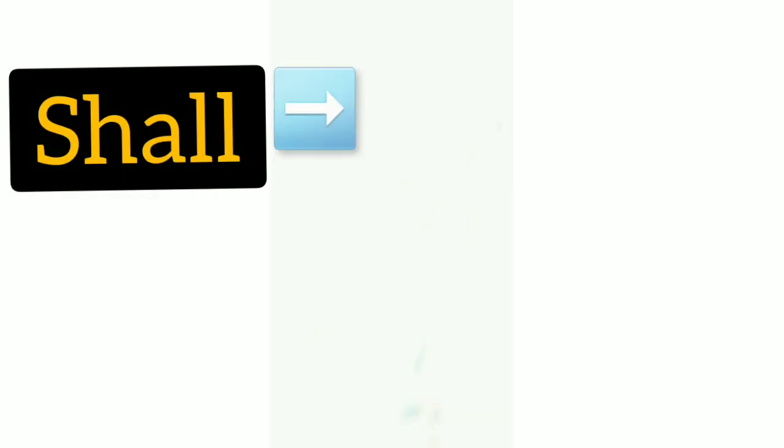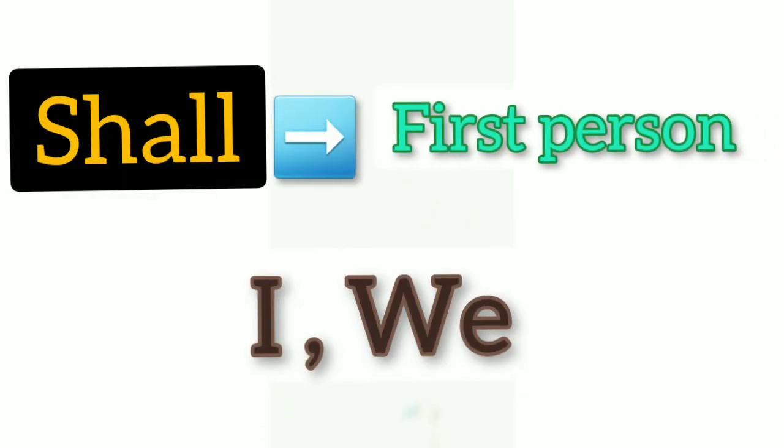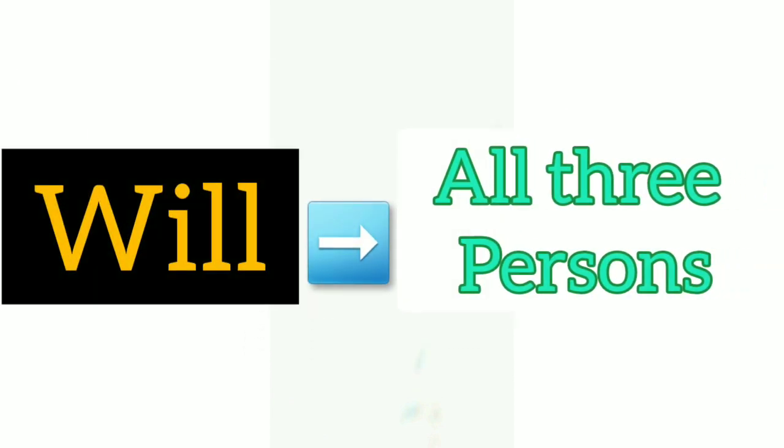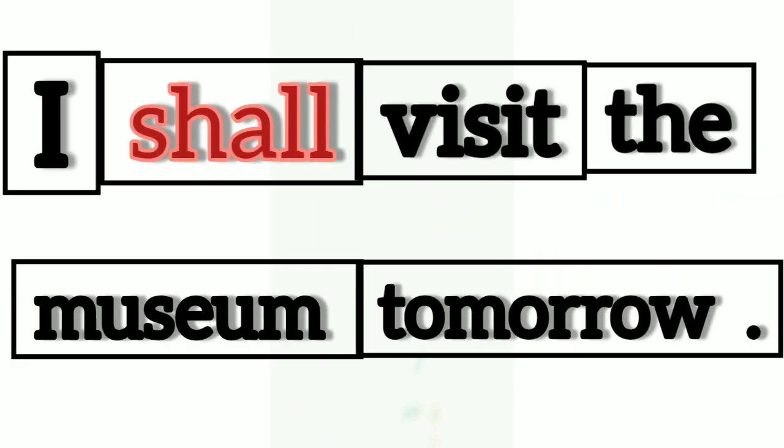Generally, we use shall in the first person, and will is used in all persons to express future time. Here's an example for you. I shall visit the museum tomorrow, or we shall visit the museum tomorrow. I is a first person singular, we is a first person plural.